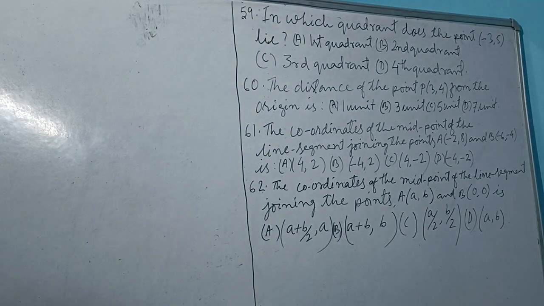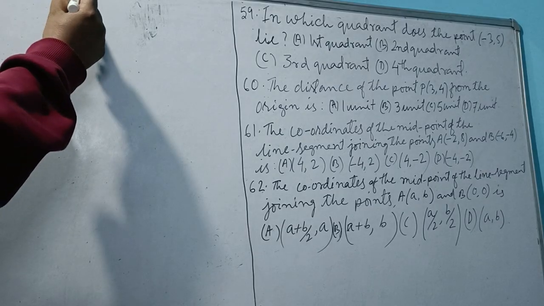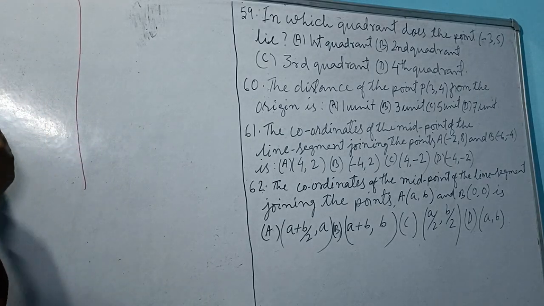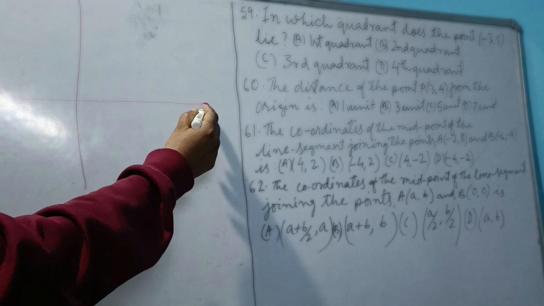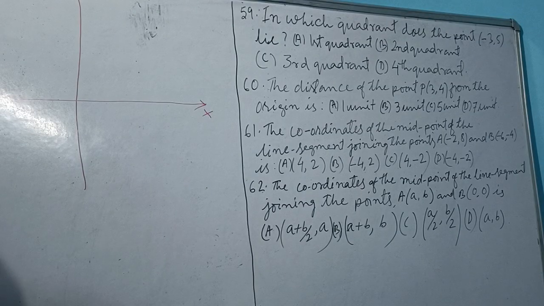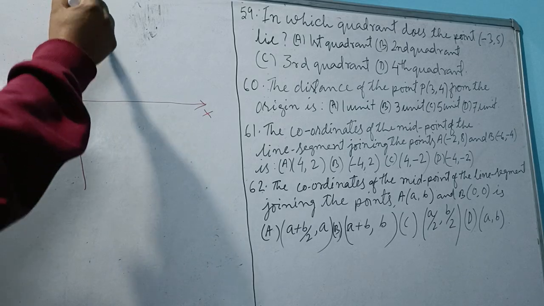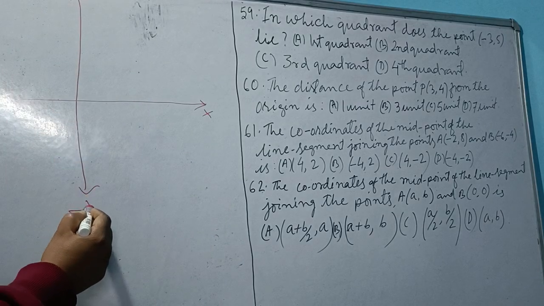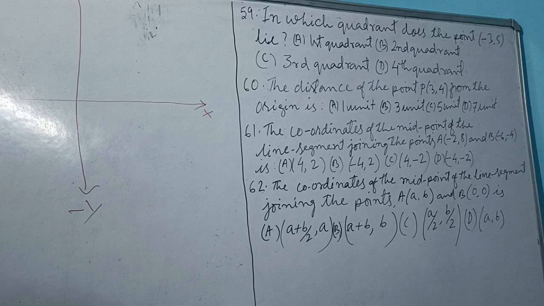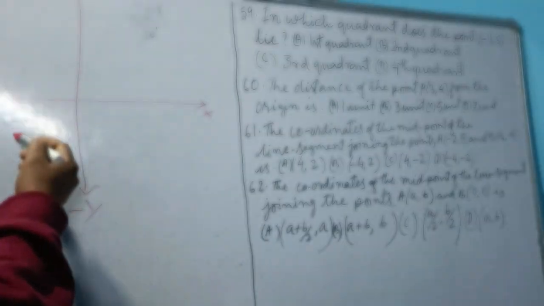So first of all, you see one plane. This plane we divide into four quadrants. So this is your x, this is your minus x, this is your y and this is your minus y. Now you see one thing, this plane we are dividing into four parts, 1, 2, 3, 4.